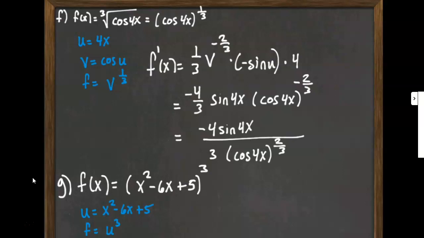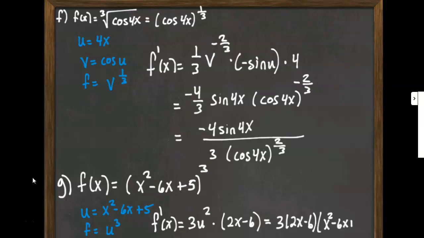Okay, and then we just continue working through our process. The derivative of the outer function would be 3u to the 2nd, and then the derivative of x squared minus 6x plus 5 would be 2x minus 6. Then we have just one final thing that we need to deal with here, and that is that we need to put back in for u. So u is equal to x squared minus 6x plus 5, and we put it all together. 3 times 2x minus 6 times x squared minus 6x plus 5 to the 2nd power. And so now we have our result with the chain rule.